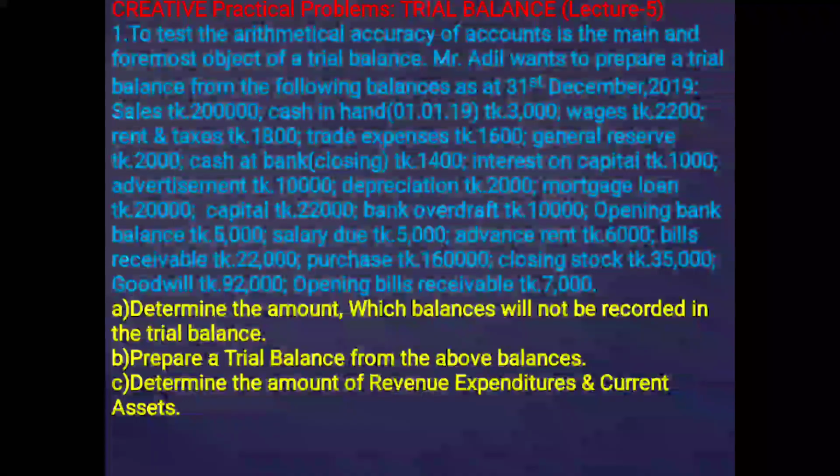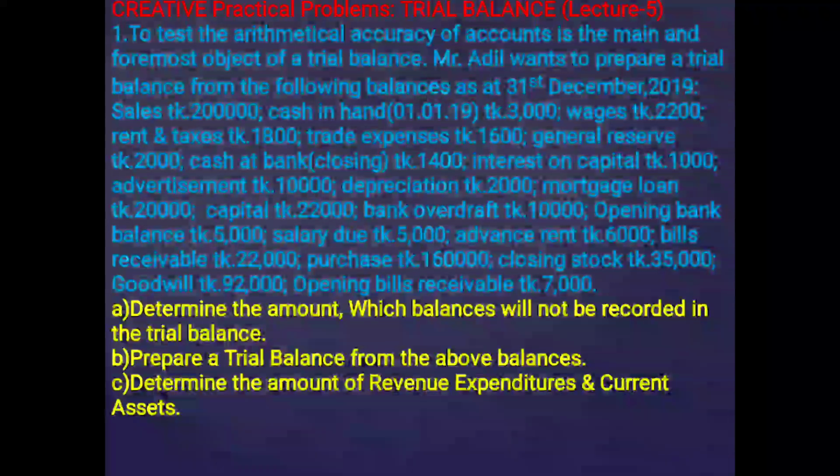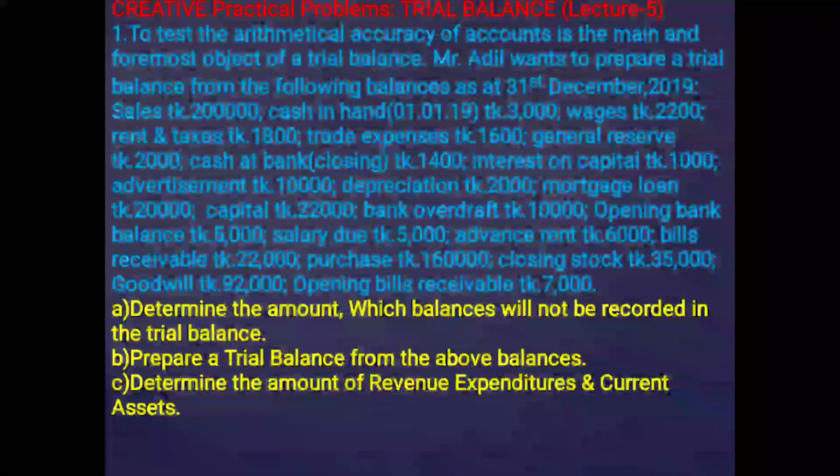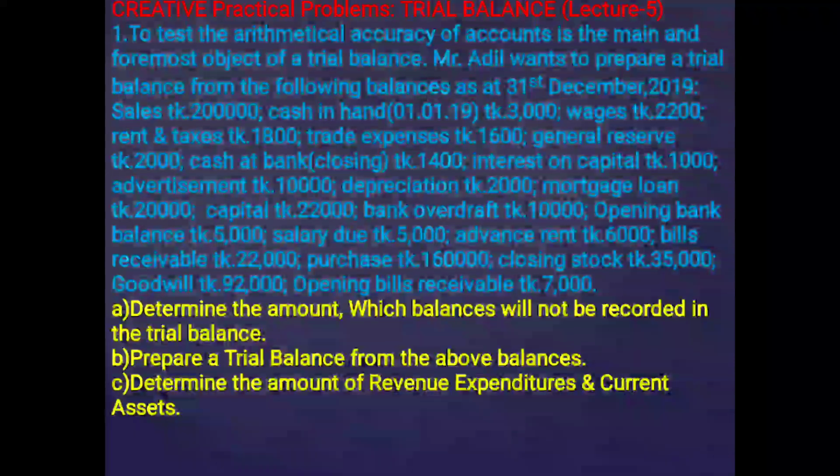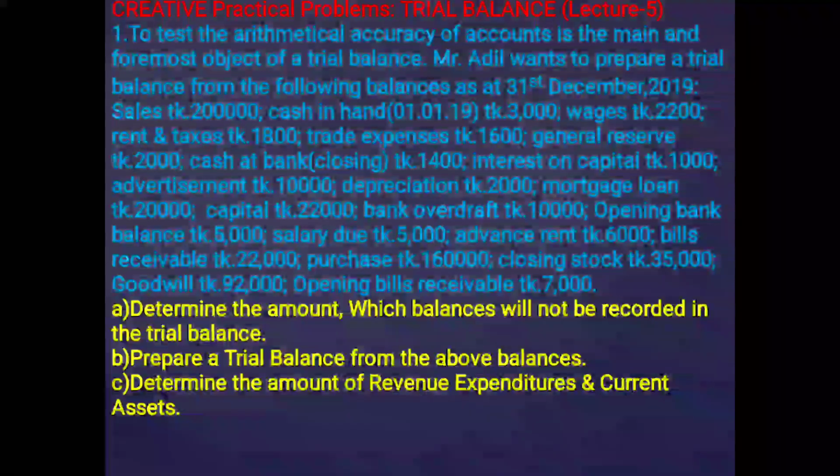Dear learners, you are watching new content for creative question number 5, that is lesson number 5 for this chapter, trial balance. Let me read the stem. To test the arithmetical accuracy of accounts is the main and foremost object of a trial balance. Mr. Adil wants to prepare a trial balance from the following balances as at 31st December 2019.